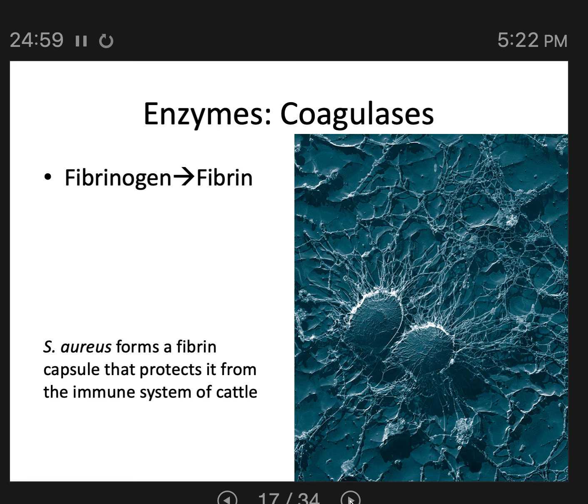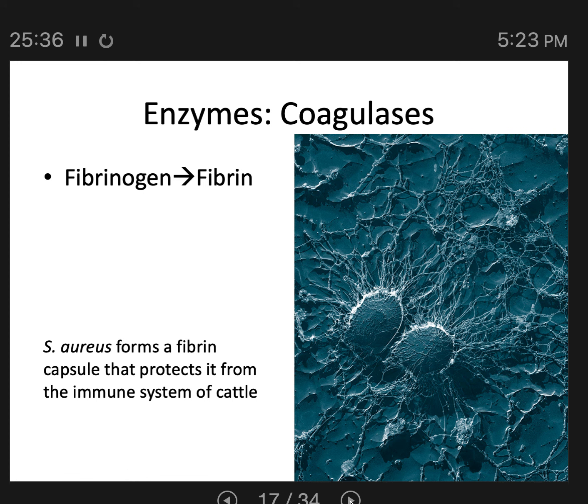Pathogens can produce coagulases as well. What happens when a pathogenic bacteria produces coagulase is it causes your blood to clot around the pathogen. That's how they build a wall around themselves. Once they have this wall of blood clots around them, your white blood cells can't get to them. They can't get through that wall of blood clot. In this picture, you have Staphylococcus aureus forming a fibrin capsule that protects it from the immune system of cattle. So the cattle's immune system cannot get it.